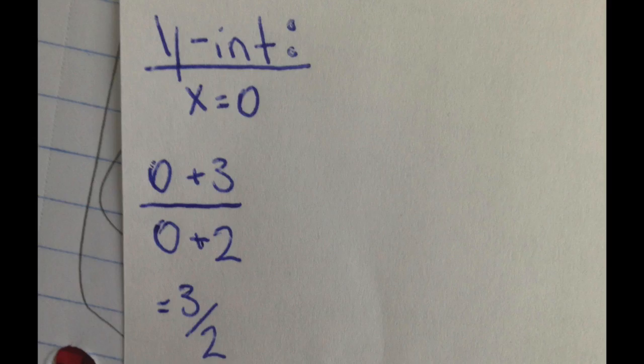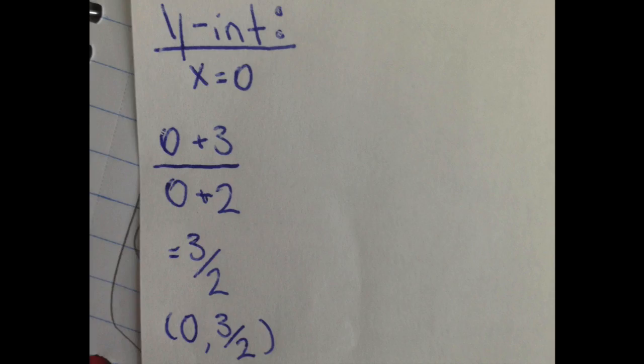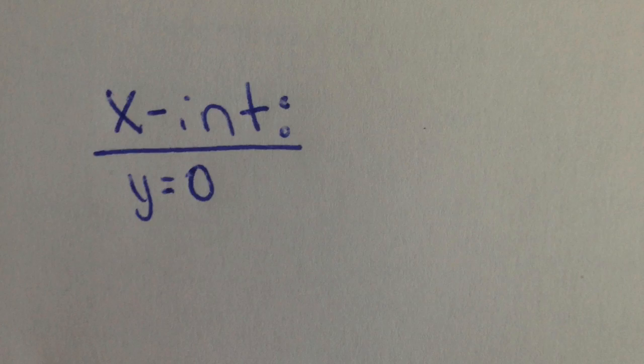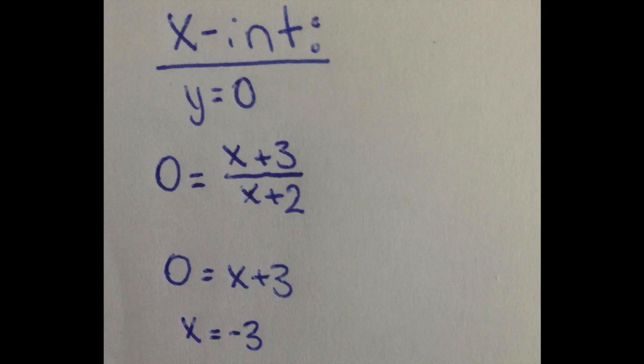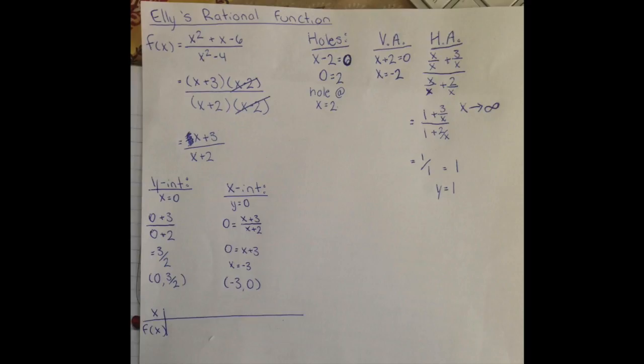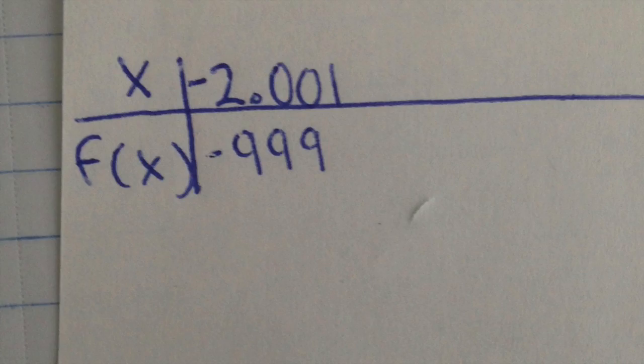Now, to determine the y-intercept, set x equals 0 in the equation and solve. To determine the x-intercept, set y equal to 0 and solve the equation for x. Now, I'm going to use the table of values to find out what happens to our graph at different points. We're going to start with x's that are very close to our horizontal intercept, which is -2.